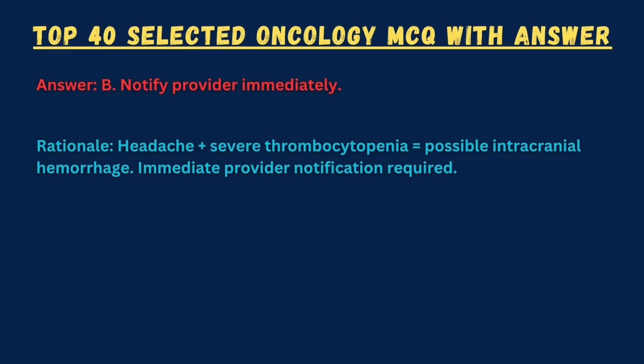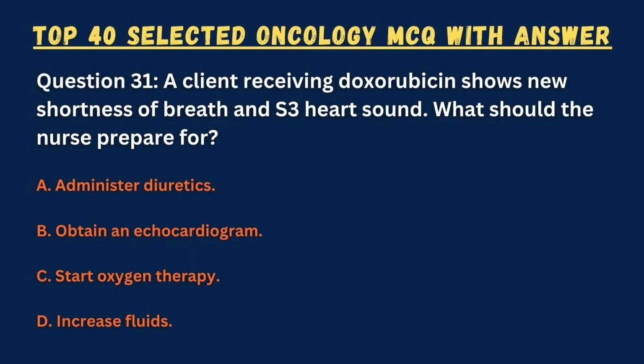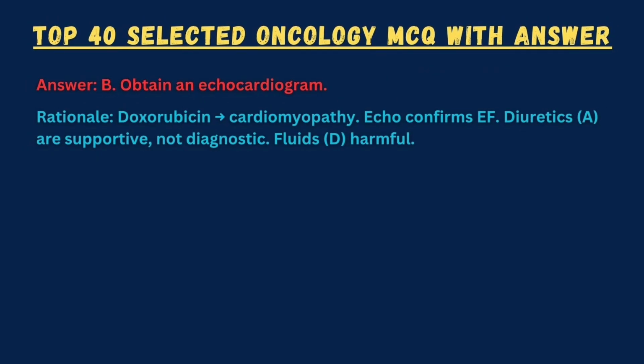Immediate provider notification required. Question 31. A client receiving doxorubicin shows new shortness of breath and S3 heart sound. What should the nurse prepare for? A. Administer diuretics. B. Obtain an echocardiogram. C. Start oxygen therapy. D. Increase fluids. Answer: B. Obtain an echocardiogram.